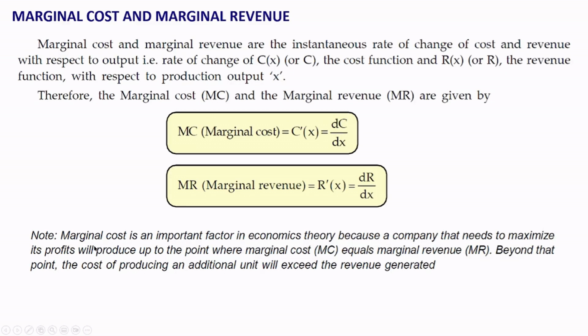So here if a company wants to maximize the profit, then it will produce up to the point where marginal cost equals the marginal revenue. Beyond that point, the cost of producing one additional unit will exceed the revenue generated. So if an economy is profit maximizing, then it has to produce up to the level where marginal cost equals the marginal revenue. So we have to remember this concept. One question in the sample paper was asked based on this concept.